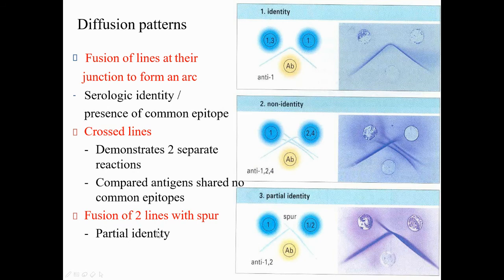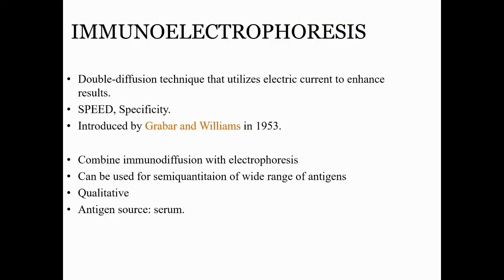And the third one is the fusion of two lines with a spur. Can you please see, two lines have been merged together. So fusion will take place, and it shows partial identity. It has some link with this one. So this antigen had a reaction with this one in a partial way. Okay, and then we can move on to immunoelectrophoresis.